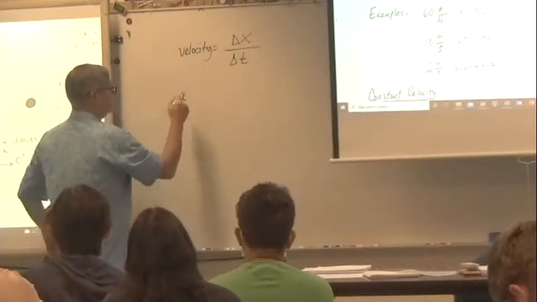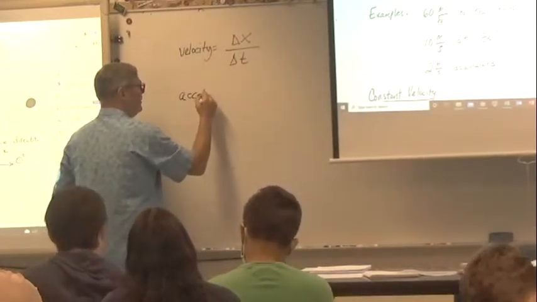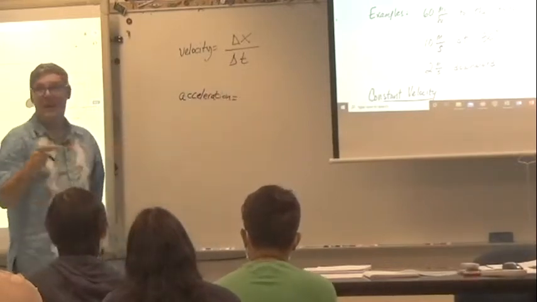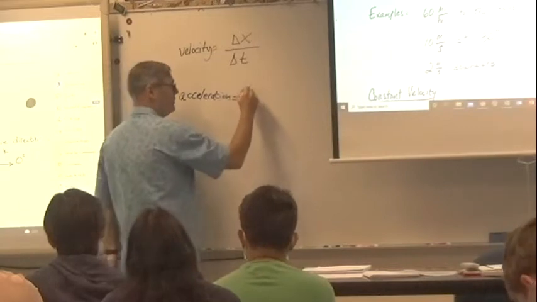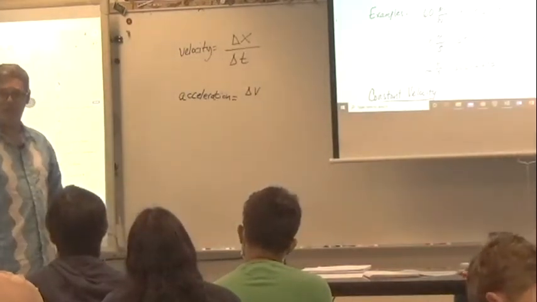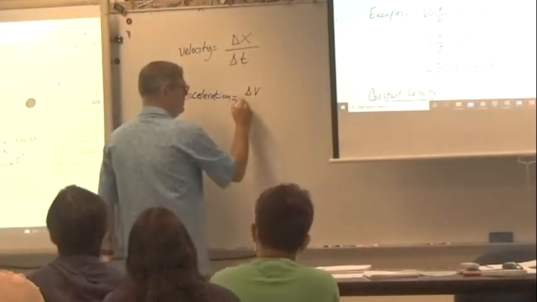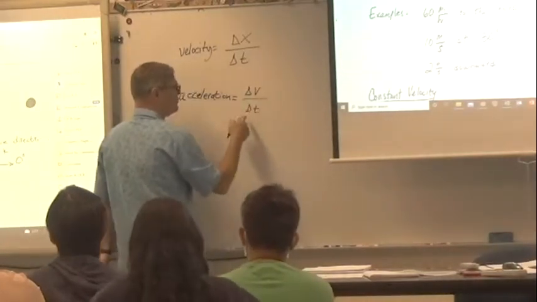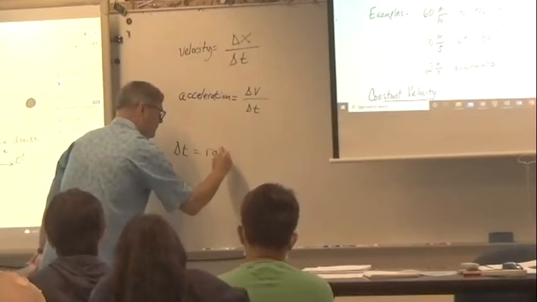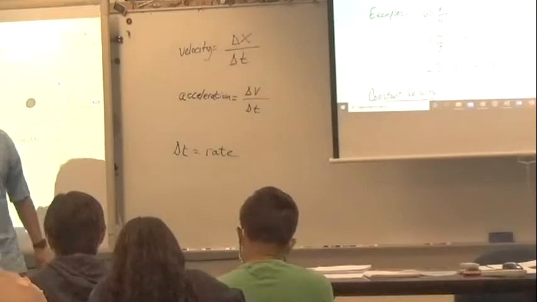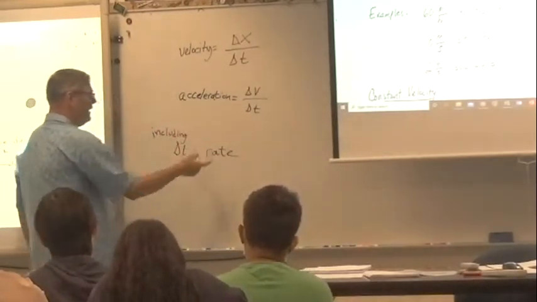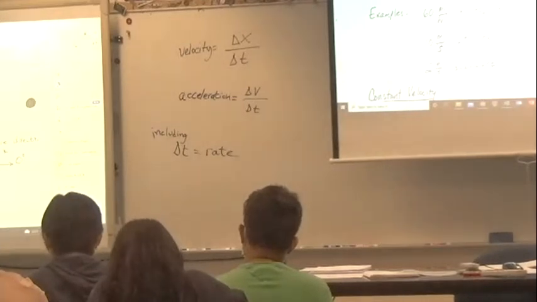Okay, and the acceleration calculation is similar. Now what we're measuring is how much did my velocity change, right? I went from 0 to 60 miles per hour. There's my change in velocity divided by the amount of time. Again, it's the rate. Dividing by delta t gives me the rate at which it is changing.